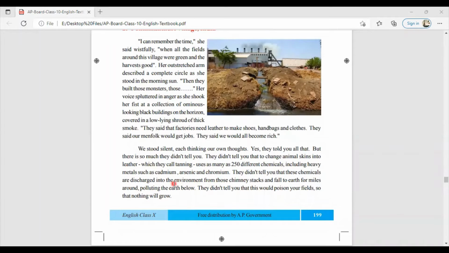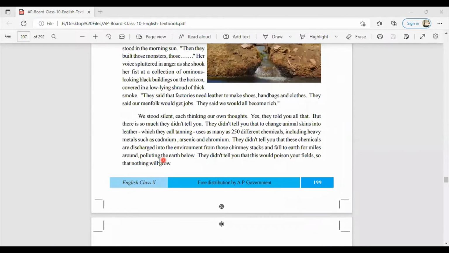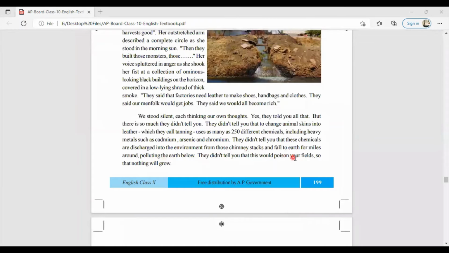The villagers hoped that the men would get some jobs and they would become all rich. Because of that only they agreed to the factory here. They did not explain to them how the pollution comes out from the chimney stacks, how for miles it goes and pollutes. They did not even tell them that the fields will be poisoned and nothing will grow at all.